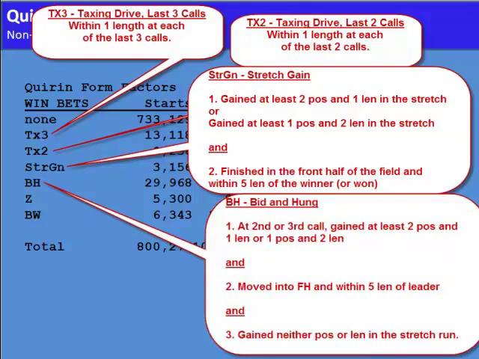Bid hung is next. Bid and hung means that the horse gained 2 positions in 1 length or 1 position in 2 lengths, total of 3 together, at either the second or the third call. In other words, from the first call to the second call or the first call to the third call, he must have made this gain. In addition, he must have moved into the front half of the field and within 5 lengths of the leader. Finally, he must not have gained ground, either positions or lengths, in the stretch run.